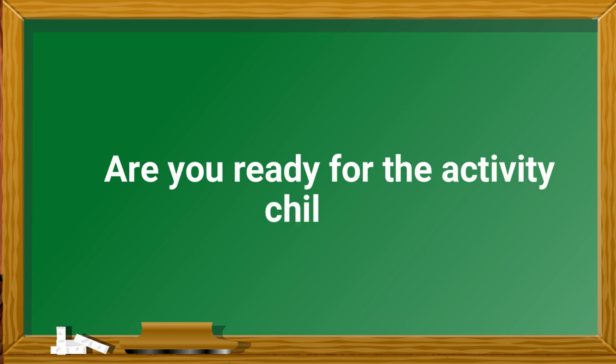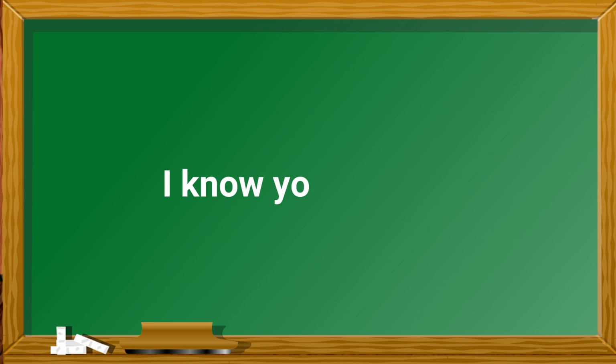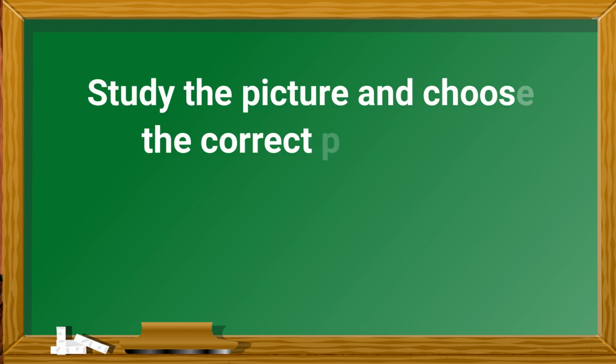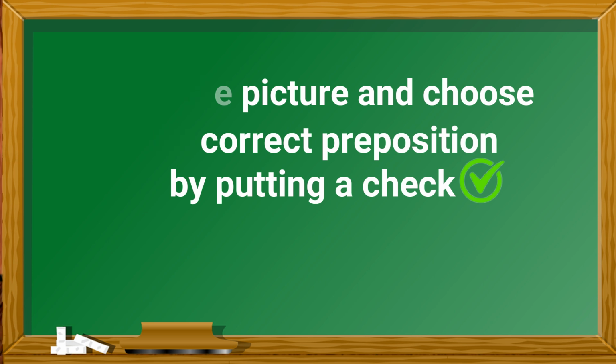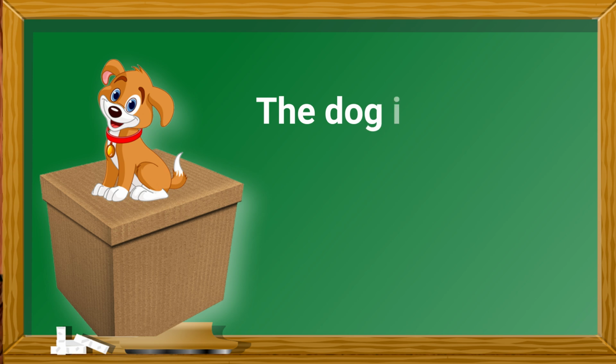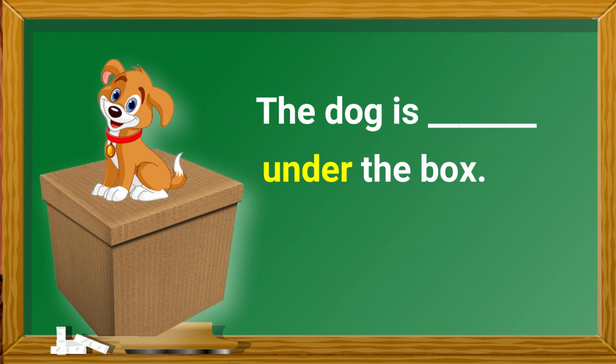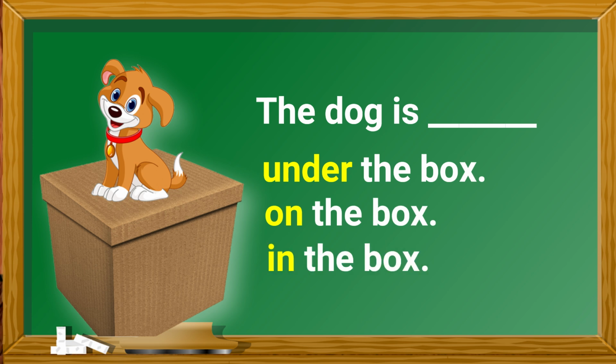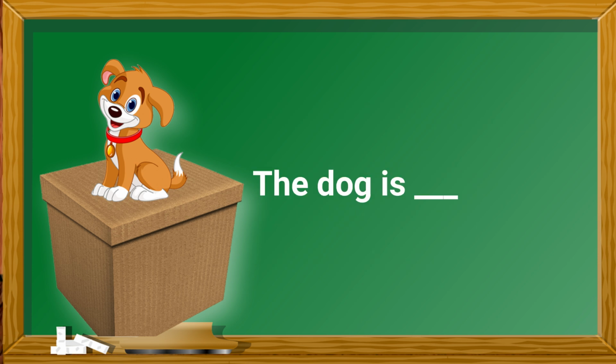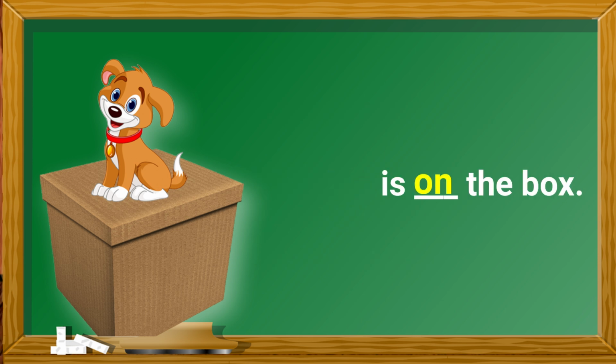Are you ready for the activity, children? I know you are ready. Study the picture and choose the correct preposition by putting a check. The dog is blank. Under the box, on the box, in the box. That's right! The correct answer is on the box. The dog is on the box.